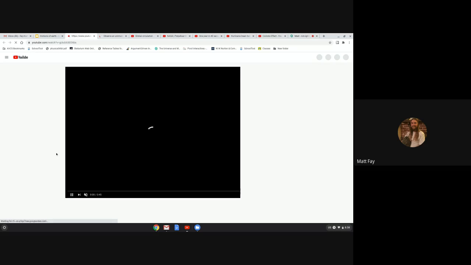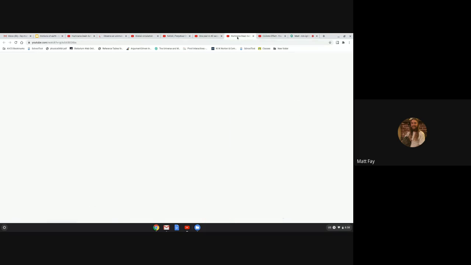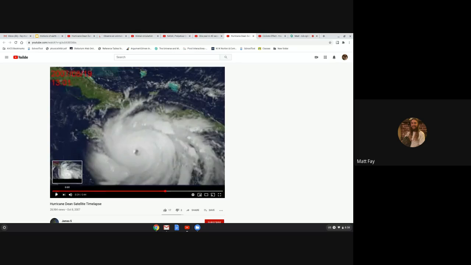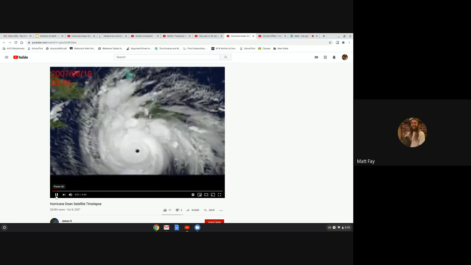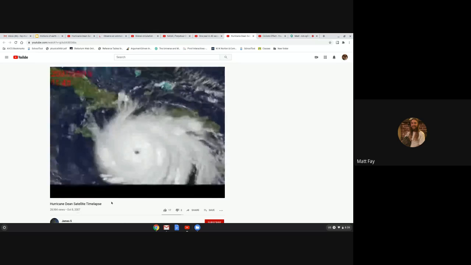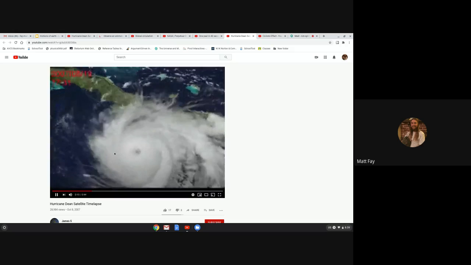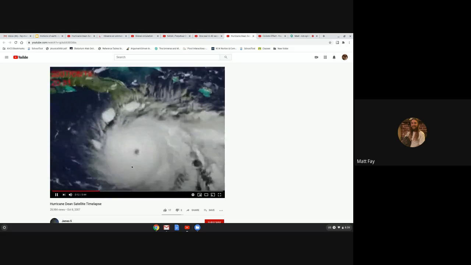Okay, so one way we see that on Earth is with videos of hurricanes from space. So this is a satellite image. And if you watch this hurricane, this is a giant tropical storm. You can see that it has these spiral arms. It looks very much like a spiral galaxy.